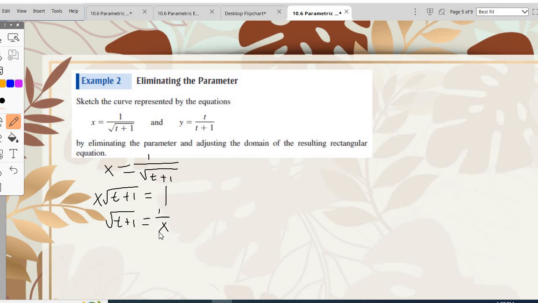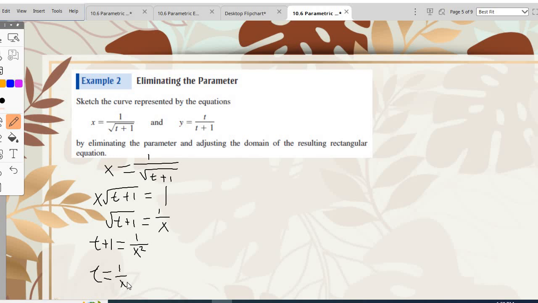Okay. Then what? Square the other side. Square both sides. So I get square root of 1 over x. No, you're squaring, not square rooting. Oh, yeah, you're right. So 1 over x squared. I just said square root. And then what's our last step? Subtract 1. Subtract 1. Alright.